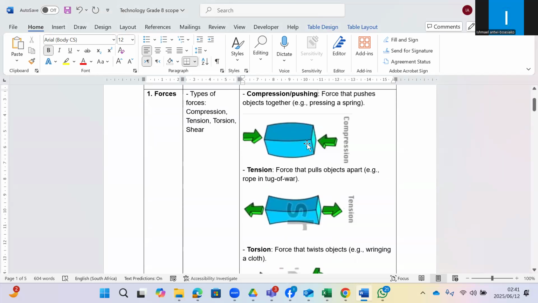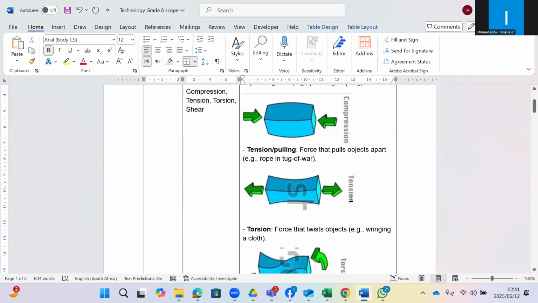This is a typical example, like the picture. You can see this arrow here is pushing this side, and this one is also pushing it here. Now, the tension force, we call it the pulling force. So the tension force or pulling force. They pull objects apart. Example is rope in a tug of war. So when you're applying tug of war and you are pulling each other, that is called a tension force.